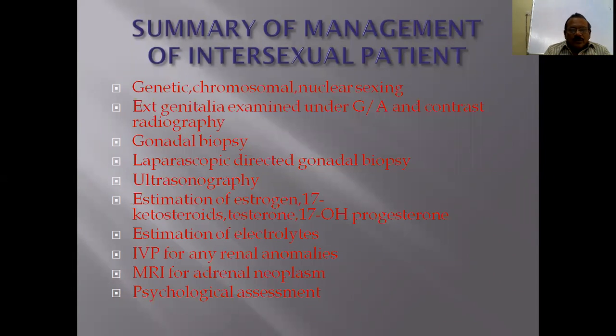Then estimation of estrogen, 17 ketosteroids, testosterone, and 17 hydroxyprogesterone has to be done. And estimation of electrolytes has to be done. And IVP for any renal anomalies, as these are likely to be associated with other renal anomalies. MRI for adrenal neoplasia, and psychological assessment has to be done.